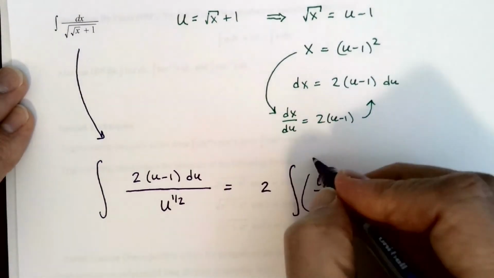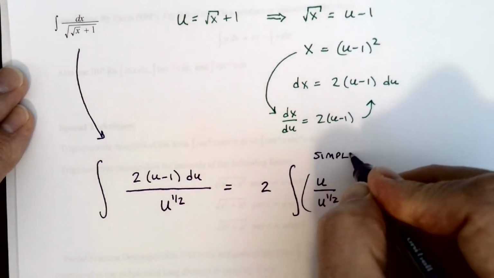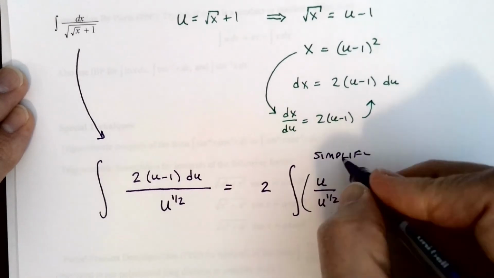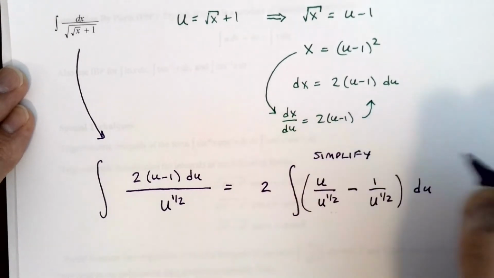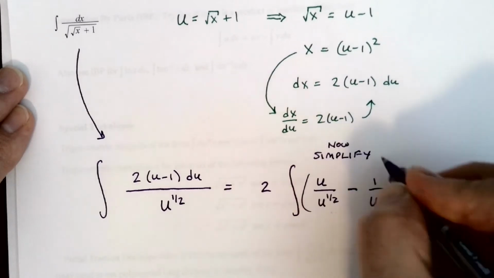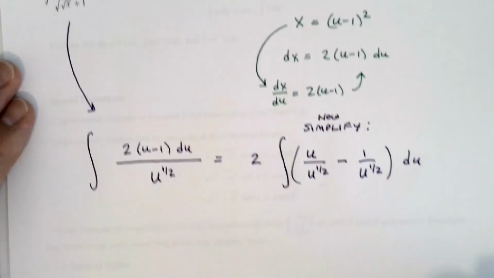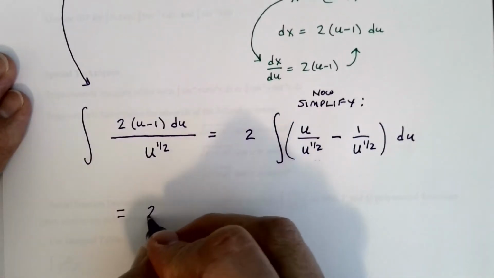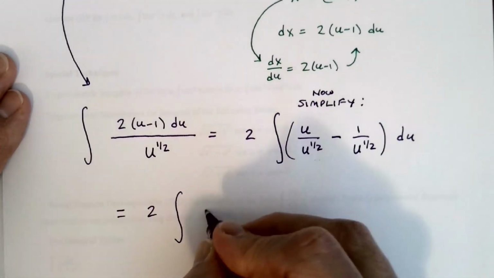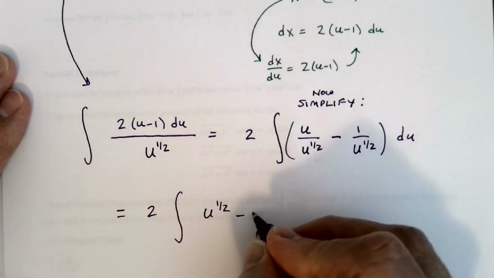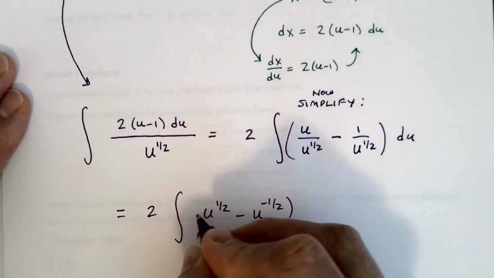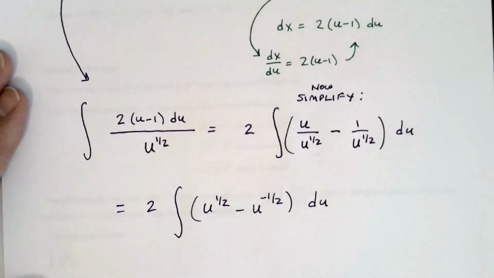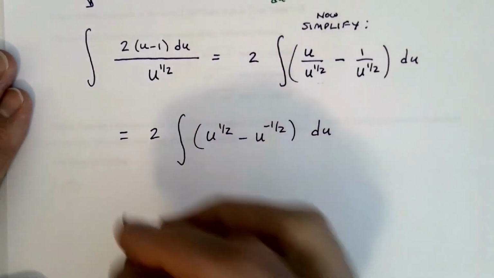Right. Simplify, now simplify. Okay, and so we've done this before. Here I get u to the 1/2. Here I get u to the negative 1/2. And the antiderivative.